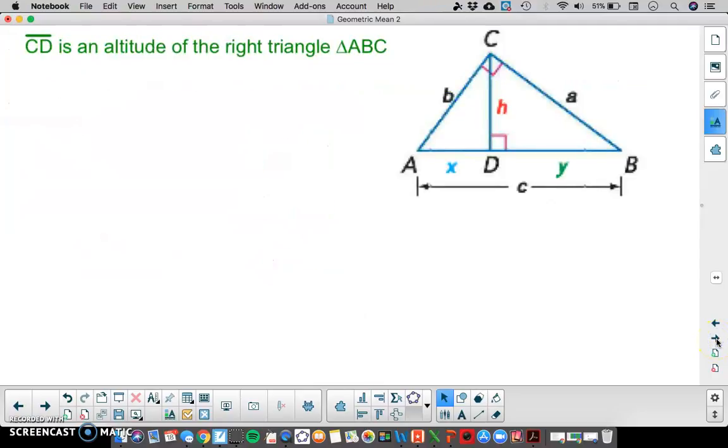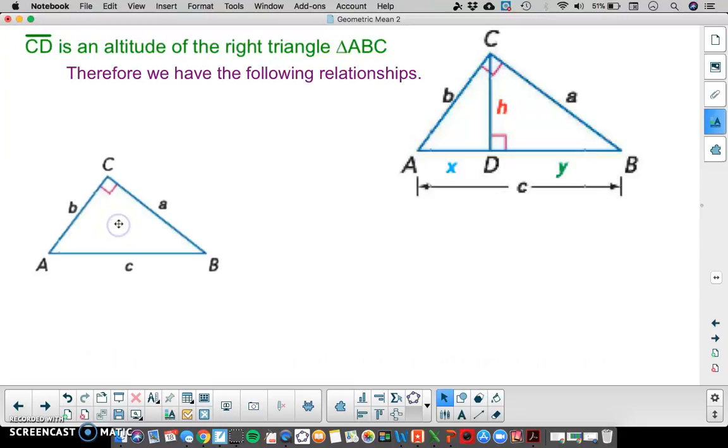Now here in this triangle ABC, we have drawn an altitude of that right triangle. This segment CD is an altitude of the right triangle ABC. So notice it's drawn from the right angle of the triangle, and the other point is on the hypotenuse of the larger triangle. What happens then is we actually form 3 separate triangles.